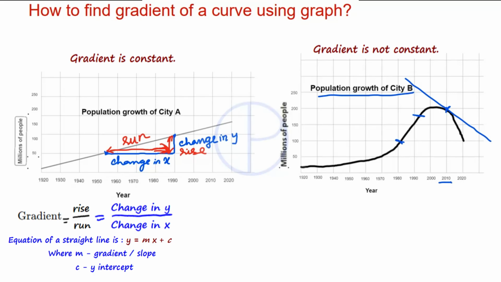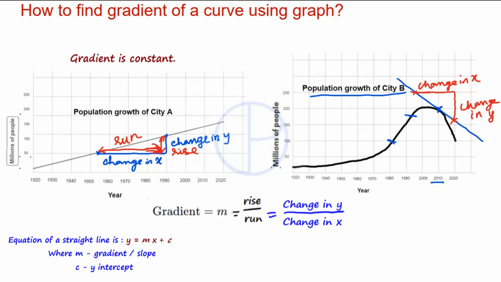So how to find the gradient of the curve? By finding the gradient of the tangent. Let's take any two points. I'll take here and here and join like this. Okay. This is the change in y and this is the change in x. So we know the gradient is rise over run. So we can calculate by using this. For this curve, by using this formula, we can calculate the gradient of the curve when x equals 2010. Similarly, you can calculate for different x values, and it will give different gradient values.